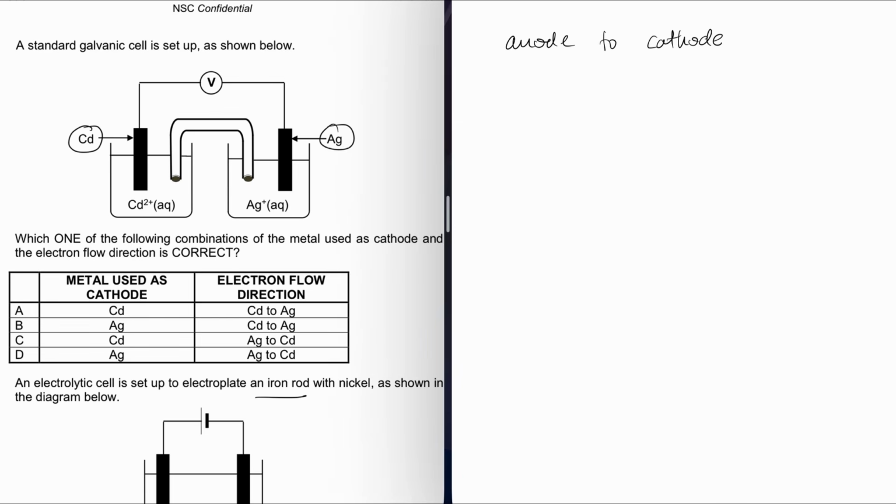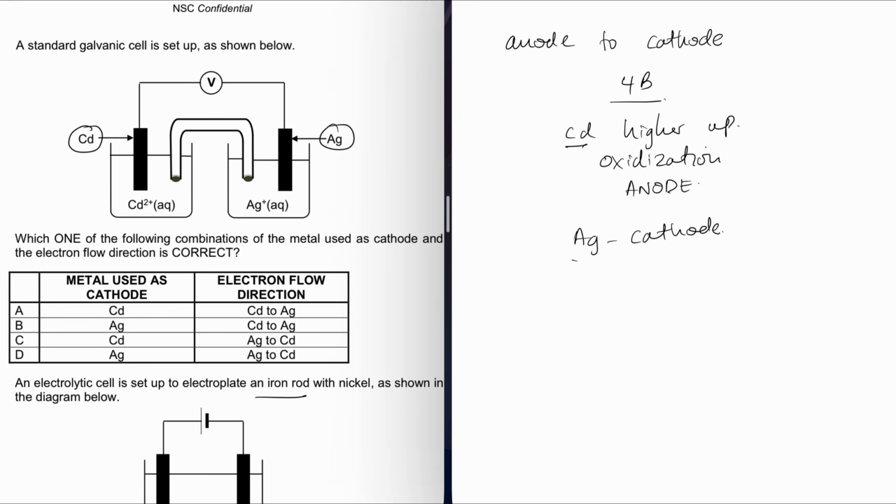So in order to figure out which is the anode and the cathode, we look at table 4B. So according to table 4B, Cd is higher up. And because it's higher up, it's going to undergo oxidation. And remember that oxidation occurs at the anode. That means Ag is going to be the cathode. So we are looking for the answer that says Ag is a cathode, so B or D, and electrons are going to flow from Cd to Ag. So the answer is going to be B.